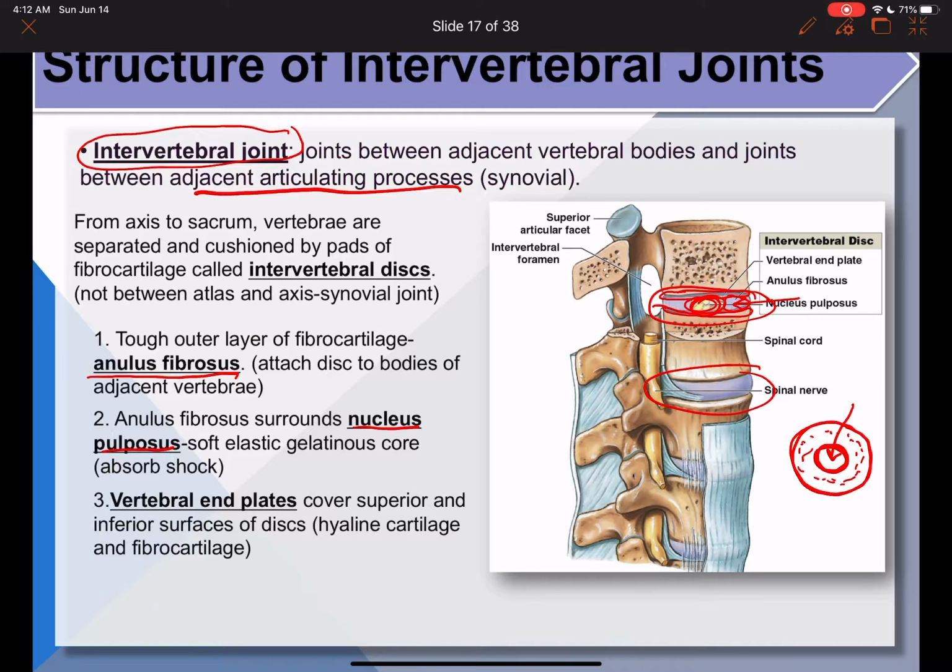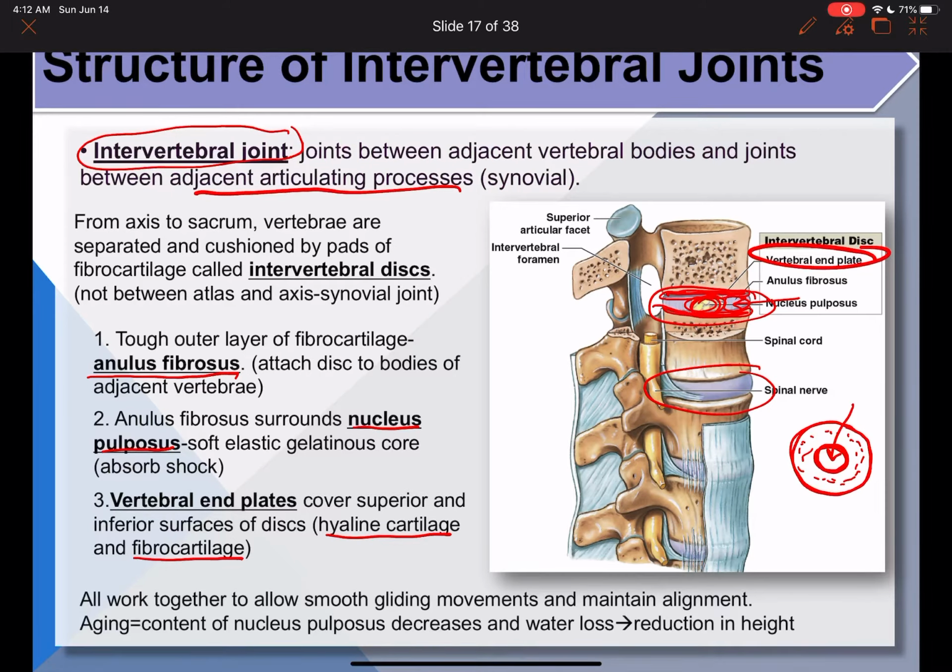And the last part of the intervertebral disc, you have what's called the vertebral end plate, which is that superior layer and inferior layer. They cover those surfaces of the vertebral body, either your upper bone or your lower bone. And they're mainly made up of hyaline cartilage and fibrocartilage, a combination of the two. Now, all of these parts of the intervertebral disc is what allows that smooth gliding movement, as you've seen in the video earlier, and maintain alignment of your vertebral column.